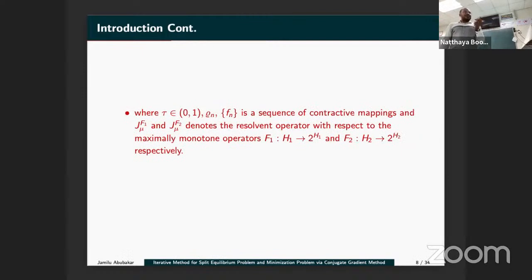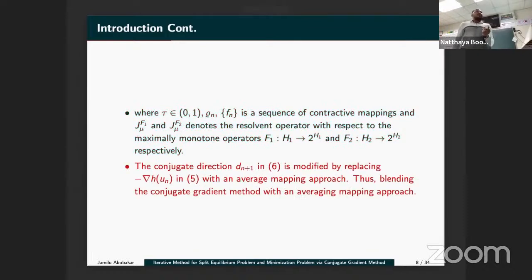These are the parameters, where the lambda belongs to this, and this is a sequence of contractive mappings. So this is a kind of viscosity type algorithm that they have used. And the operators, like I said, are maximally monotone operators. You can see these are set valued operators from H1 to this and this one also respectively. So like I already explained.